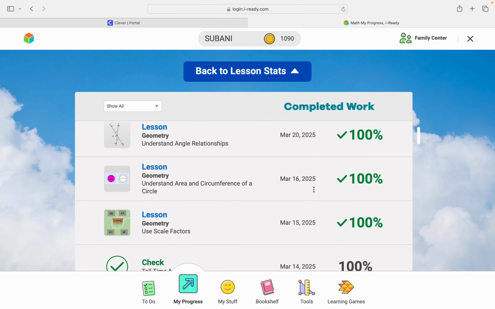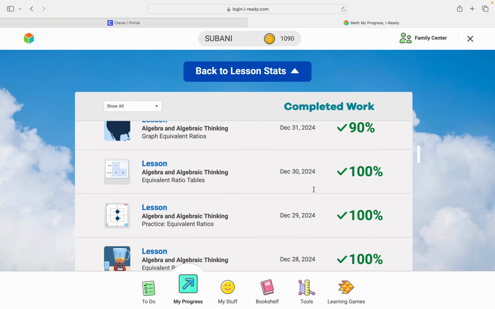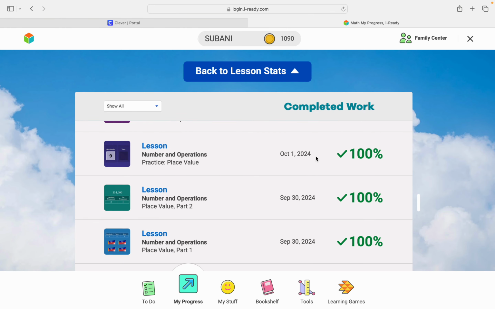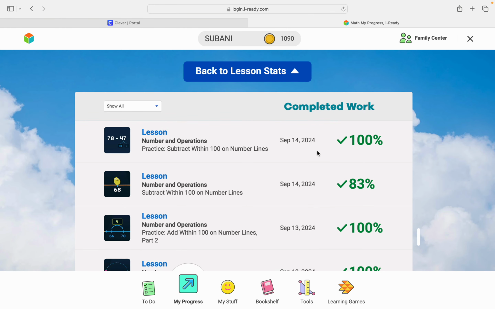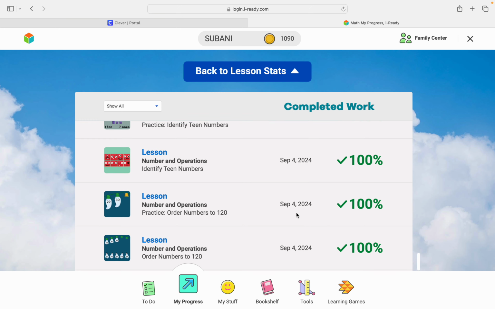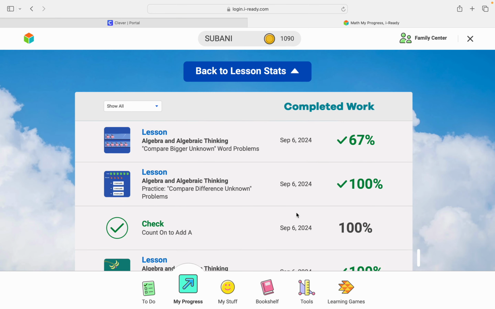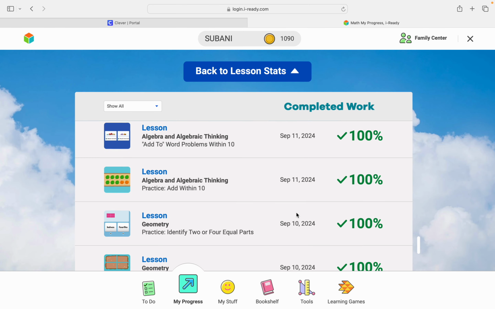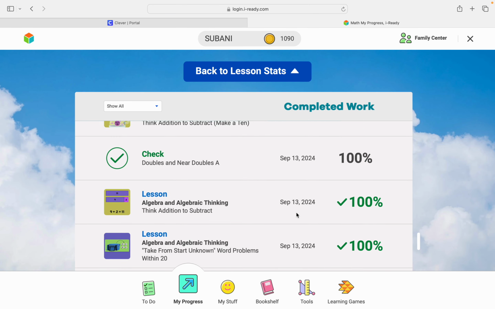We start from when, Subani? We started from September something. September 4th, I think. So many. It's 300, Subani. Oh my god. We started on September 4, 2024 as a diagnostic test, and we started from there. That was from easy to hard. I do math, but I don't do the quiz.